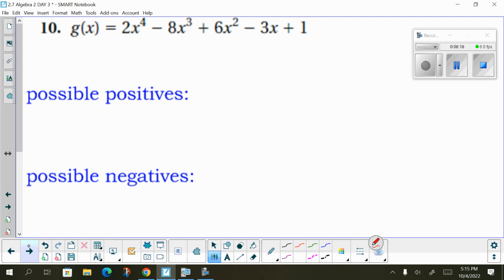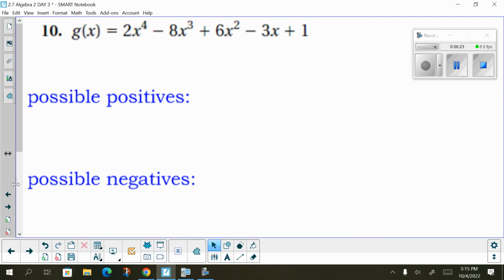Number 10. My imaginary again, just kind of hiding, I betcha. Ooh, it's off the picture. We'll just have to do a little scrolling.